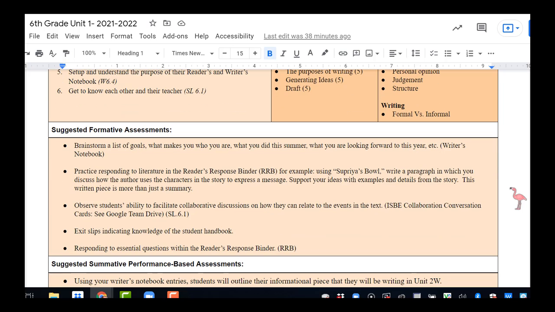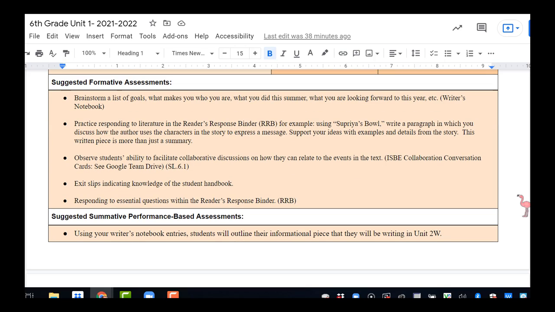The next section here is suggested, let's stress it again, suggested summatives and formatives that you and your PLC could choose to use, but remember, it's up to you.